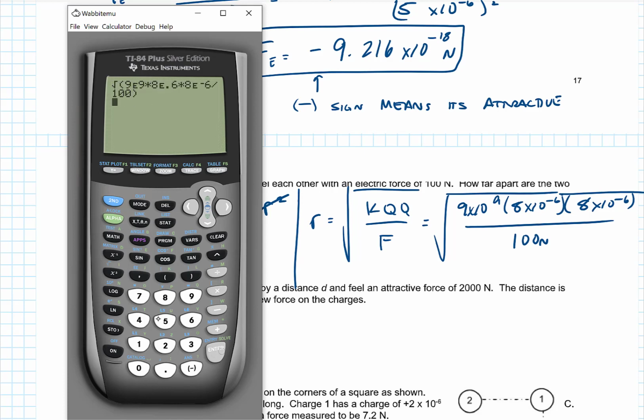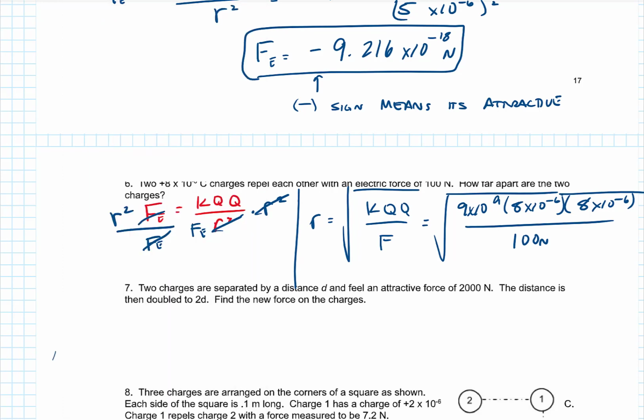I made another mistake. That needs to be a negative sign. And there we go. 0.075 meters.